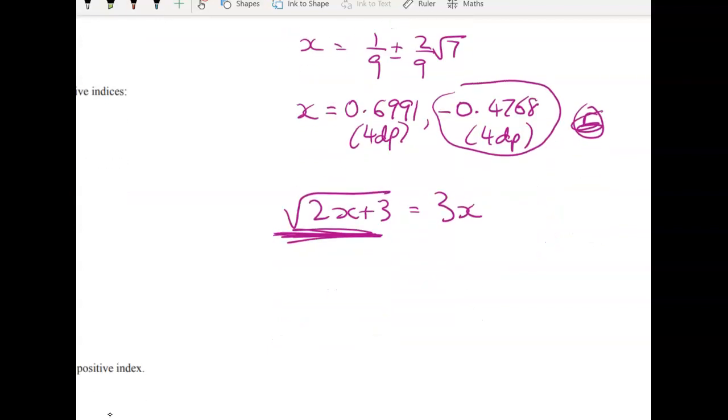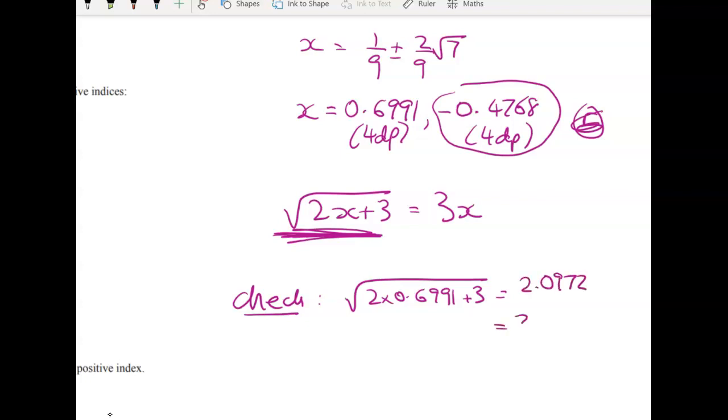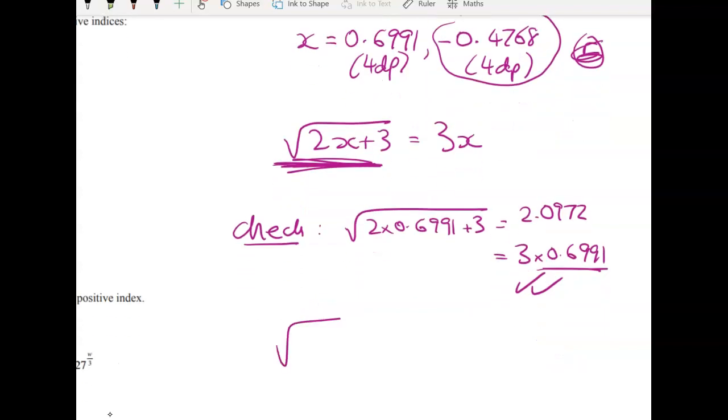Right, so now we're just going to put down a little note that we're checking, and we're going to go like this. 2 times 0.6991 plus 3 gives me 2.0972, which is equal to 3 times 0.6991. So it's valid.